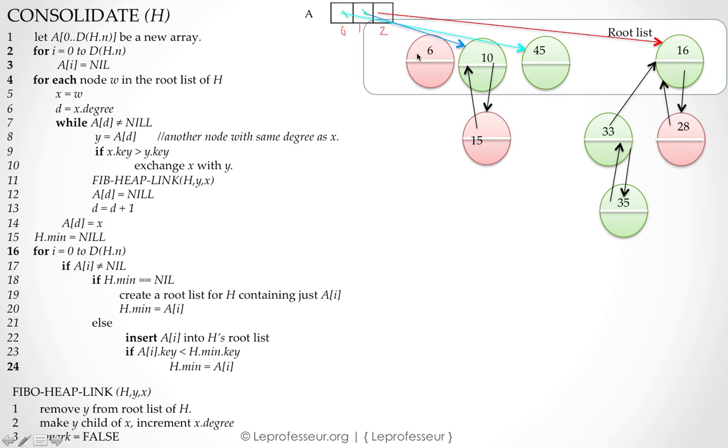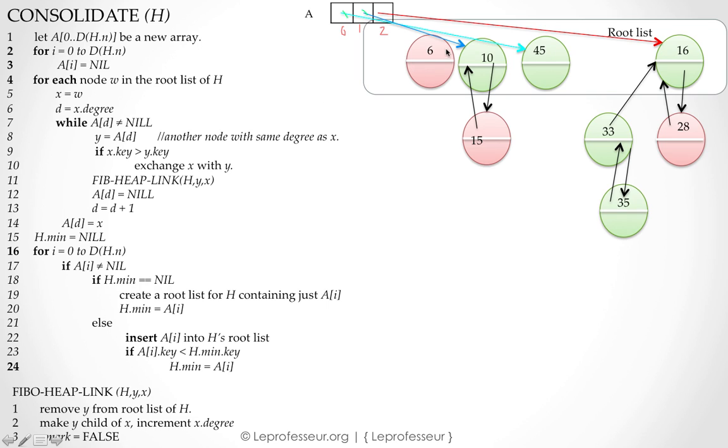Good. Now we are at node number 6. So what's going to happen at node number 6? 6's degree is 0, and now we are at line number 7 in the inside for loop, and 7 is the while condition. A of 0 is not nil, which means we have to go inside the while loop. Good. Same procedure as we did earlier.